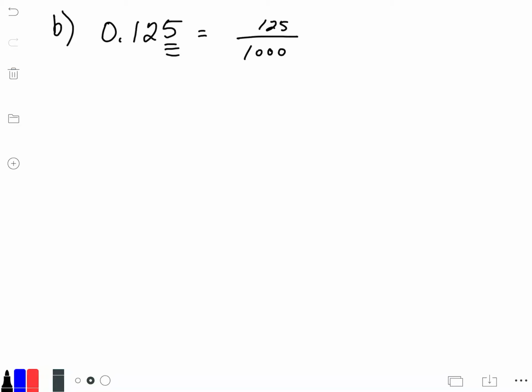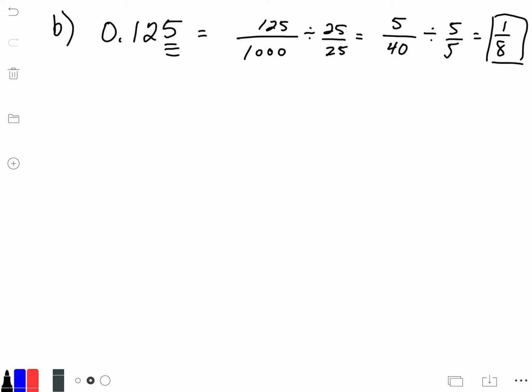Again, you have to simplify these. You can divide this by 25, and I think you can divide again. Let's see, 125 divided by 25 is 5, and then I know that 100 divided by 25 is 4, so 1,000 divided by 25 would be 40, and I can divide one more time. You can divide these both by 5. I've got 1/8, and then you would be done.